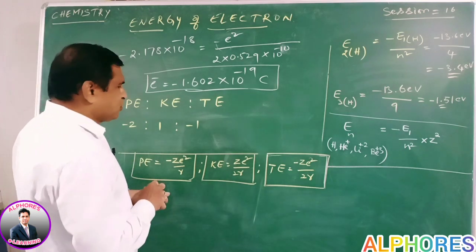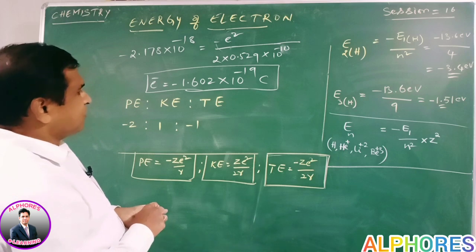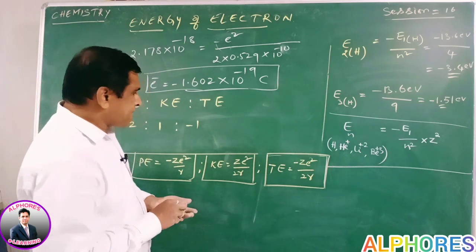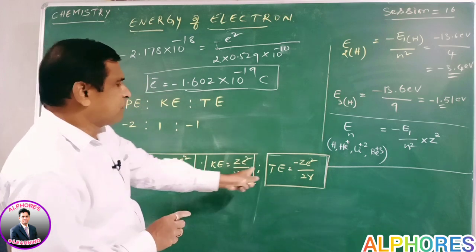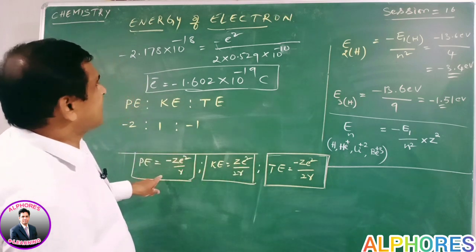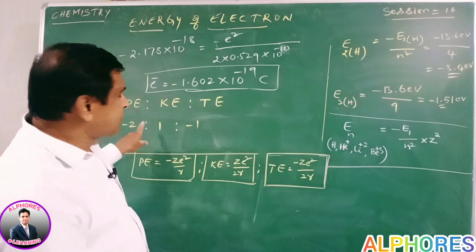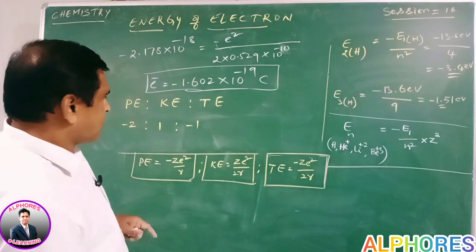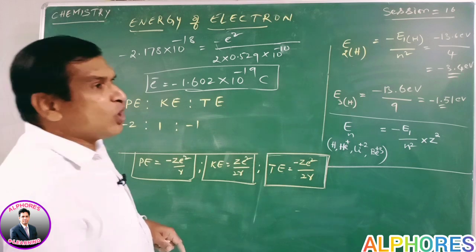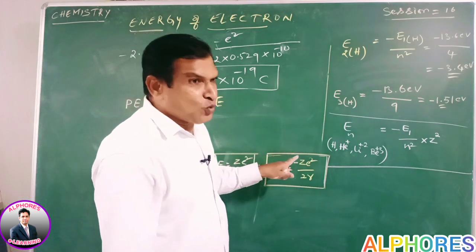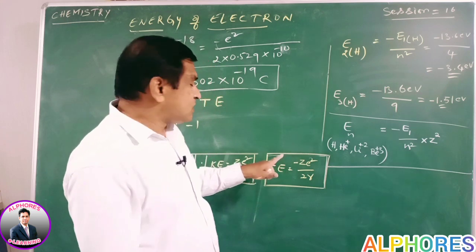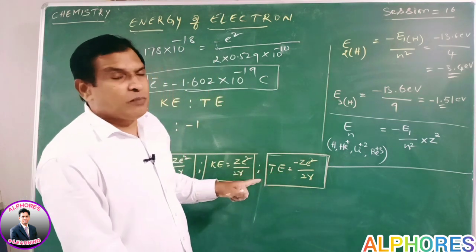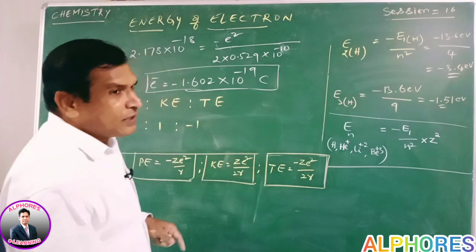The ratios are very, very important for the objective examination. This is one important point I wanted to mention. What is the total energy of the electron in the orbit? That is minus ZE square by 2R. Directly you can expect that, so one of the options is minus ZE square by 2R. That is the total energy representation.